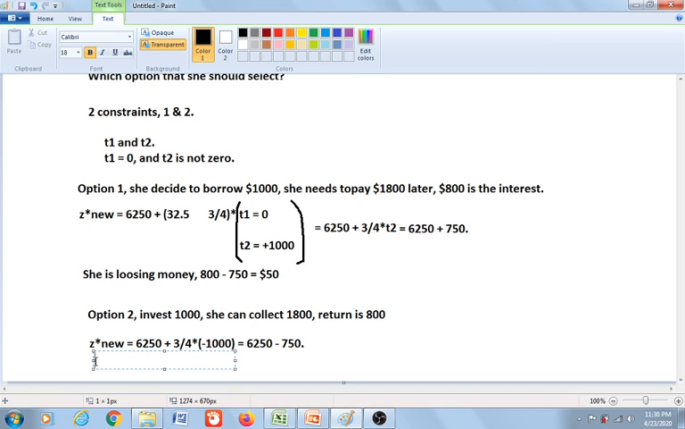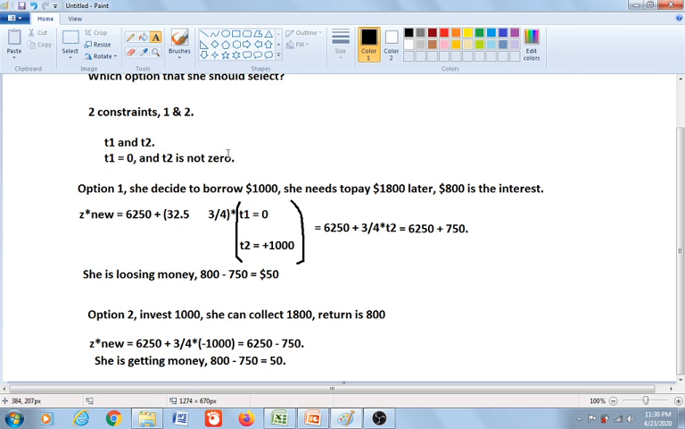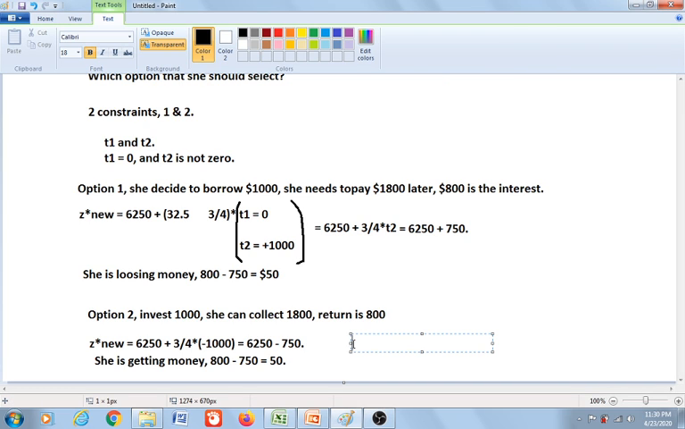However, from the investment, the return is $800. So if she chooses option number 2, she is getting money. How much money will she get? It will be $800 from the return on the investment minus 750, the reduction in the value of Z star. So she is getting $50. So it is very clear that option number 2 is better than option 1. So she must select option number 2.